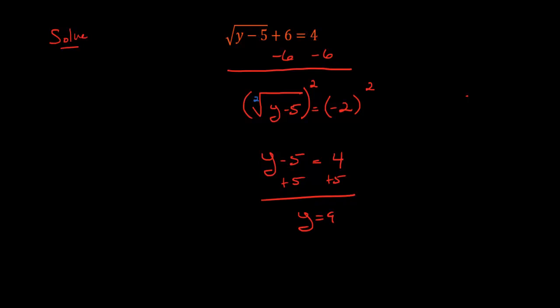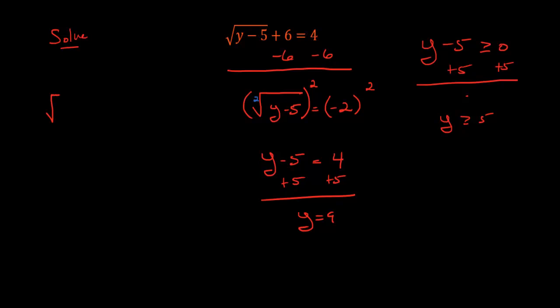Notice I didn't state the domain, but let's go ahead and do it just to show our answer is either correct or not correct. So we know that y minus 5 must be greater than or equal to 0. Adding 5 on both sides, we're going to state that y must be greater than or equal to a value of 5. Okay, so that's the domain. I see I got y being 9, which is greater than or equal to 5. I'm happy with that. So now we're going to plug in.